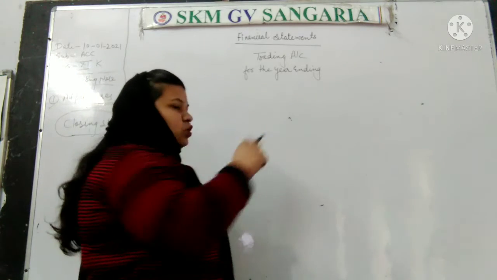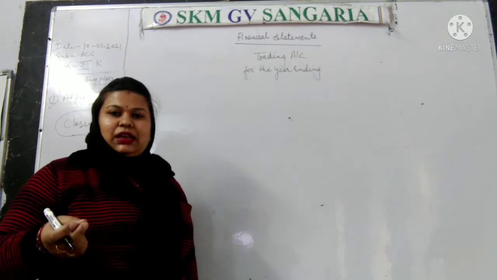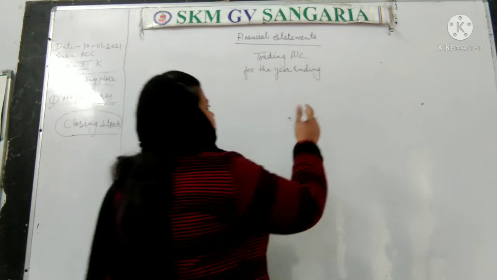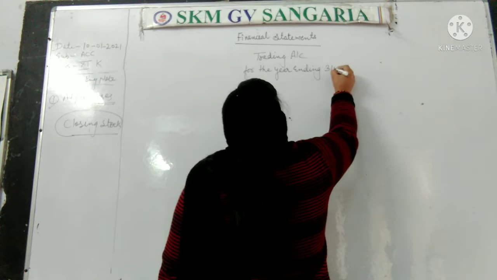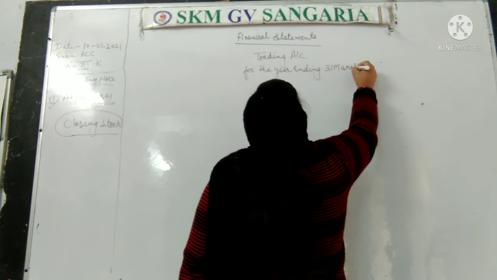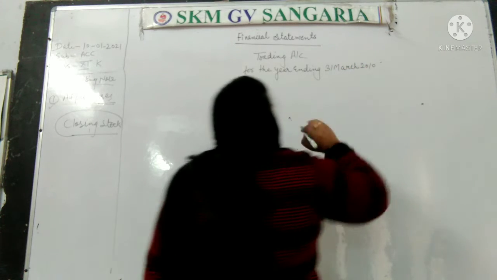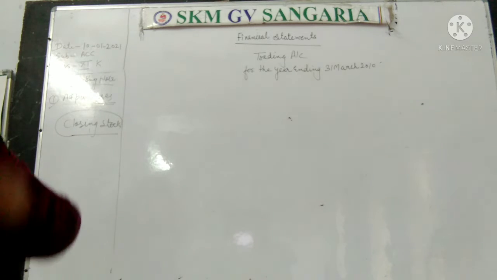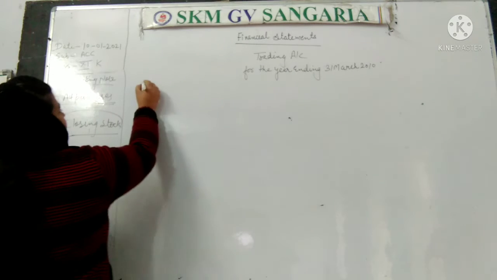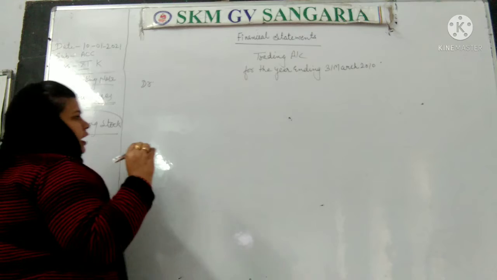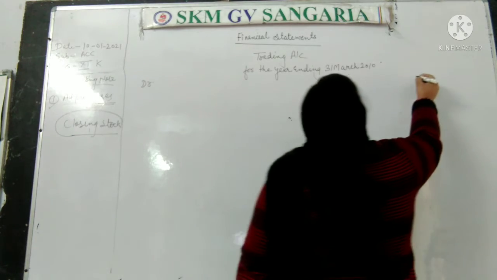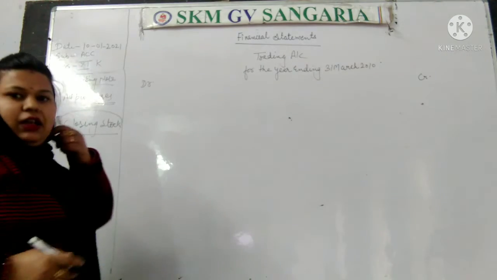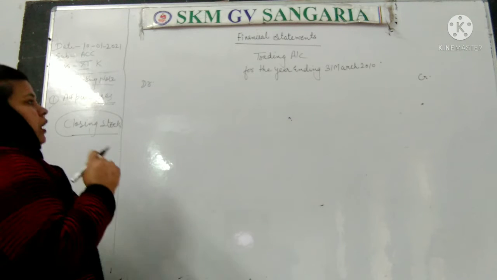ठीक है, तो यहाँ से जो हमें gross profit और gross loss पता चलेगा, it will be related to the year ending 31st March 2010. Okay, so here we are preparing for the 31st March 2010. Okay, so let's start. There are two sides of the account, debit side and credit side. Debit side is the left hand side and the credit side is the right side of the account.